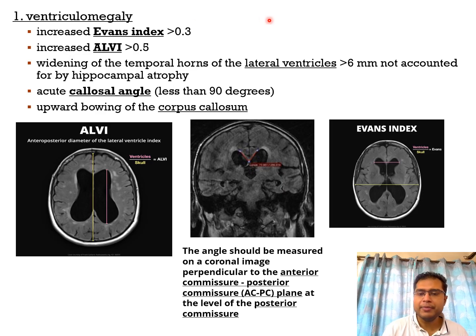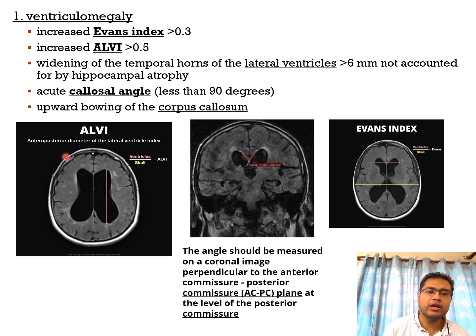So then coming to the imaging features of normal pressure hydrocephalus, the first feature that we have to look for is ventriculomegaly. And the objective way to see whether there is ventriculomegaly or not is the Evans index. Evans index is the diameter of the ventricles divided by the inner diameter of the skull, which if more than 0.3 is indicative of ventriculomegaly.